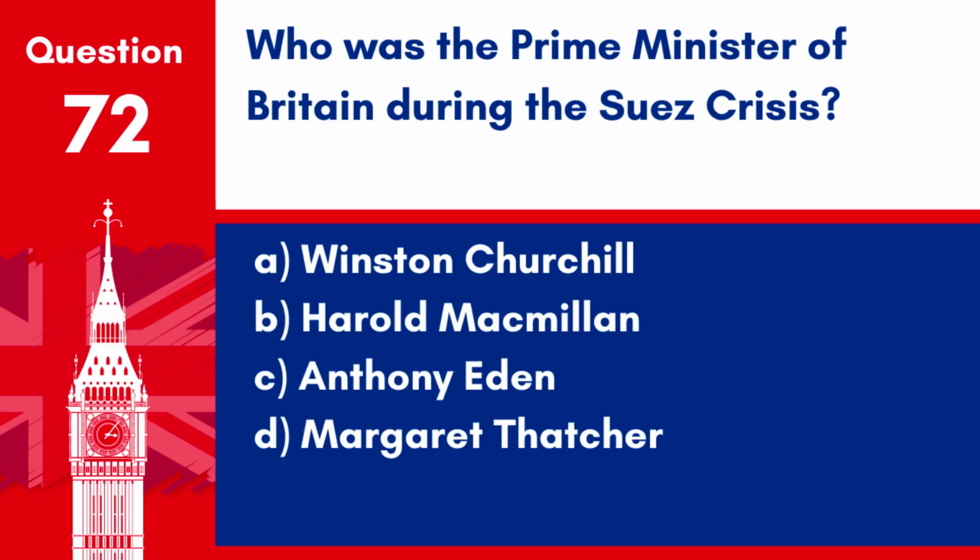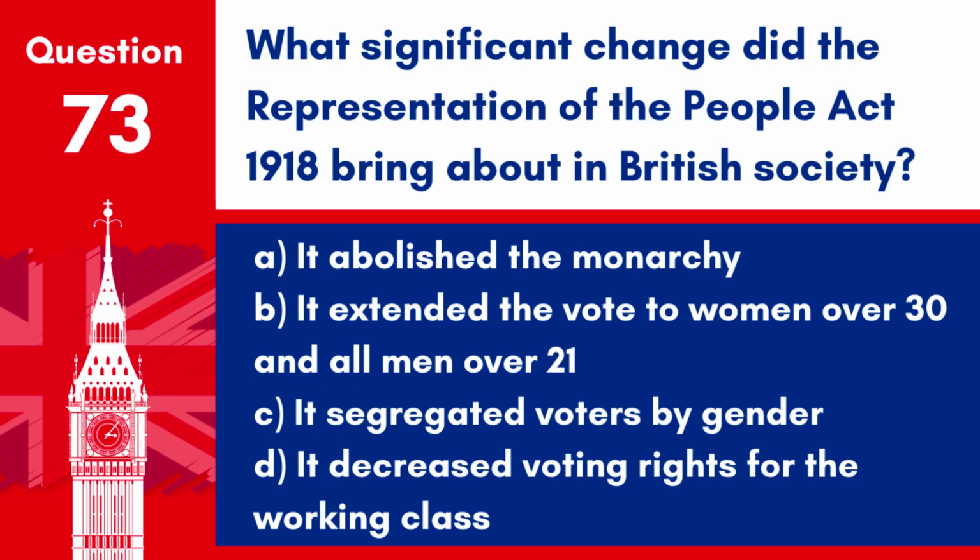Question 72. Who was the Prime Minister of Britain during the Suez Crisis? A. Winston Churchill. B. Harold Macmillan. C. Anthony Eden. D. Margaret Thatcher. Answer: C. Anthony Eden. He was Prime Minister during the Suez Crisis in 1956, which damaged his reputation and led to his resignation.